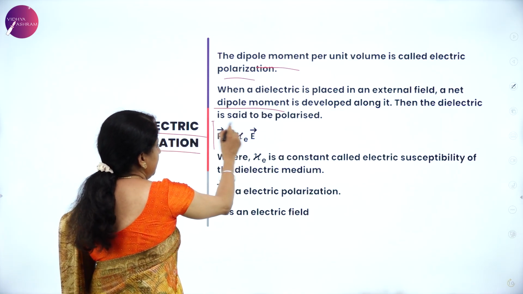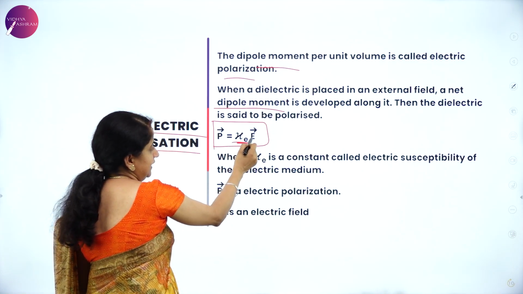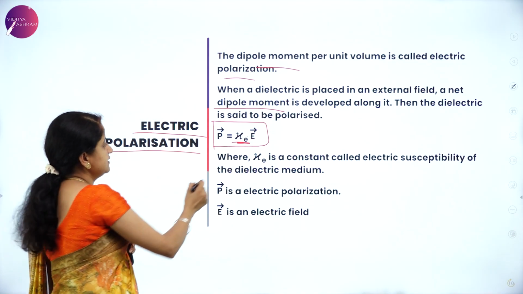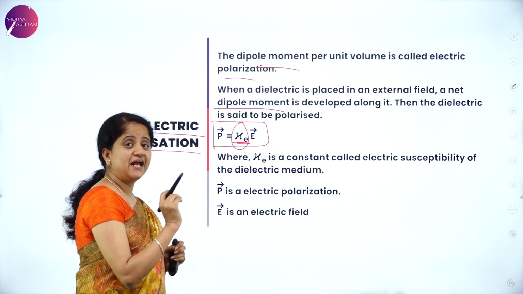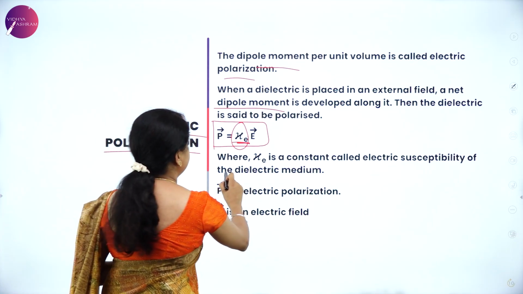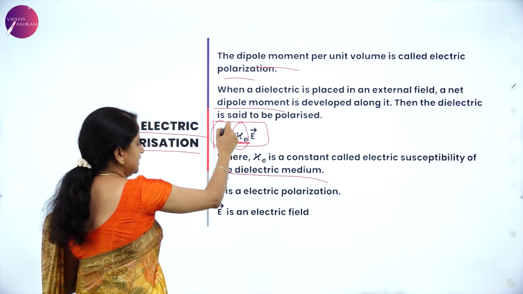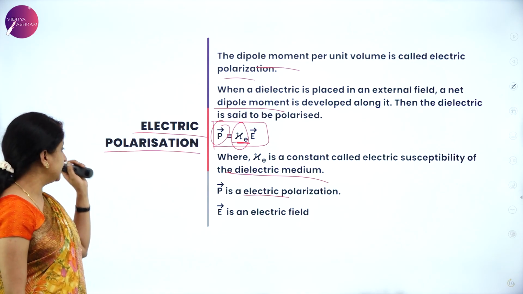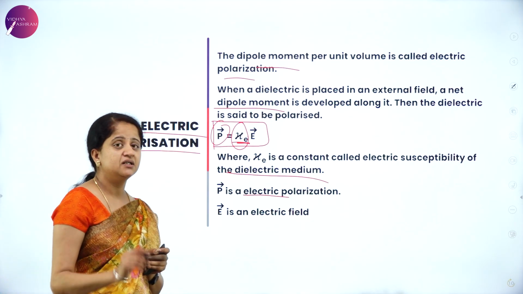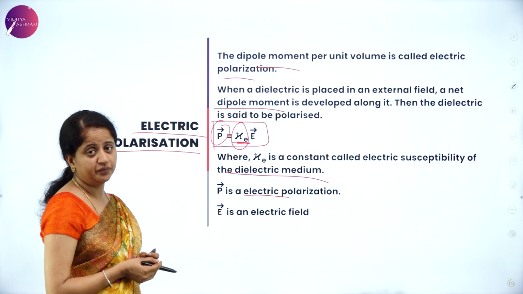So P is equal to chi_e times E. What is the term chi_e here? It's a constant, and we call it the electric susceptibility of the dielectric medium. What is P here? It's the electric polarization, and E is the electric field. So basically electric polarization is nothing but the dipole moment per unit volume. These are a few important terminologies and topics to be understood in the study of electrostatic potential and capacitance.